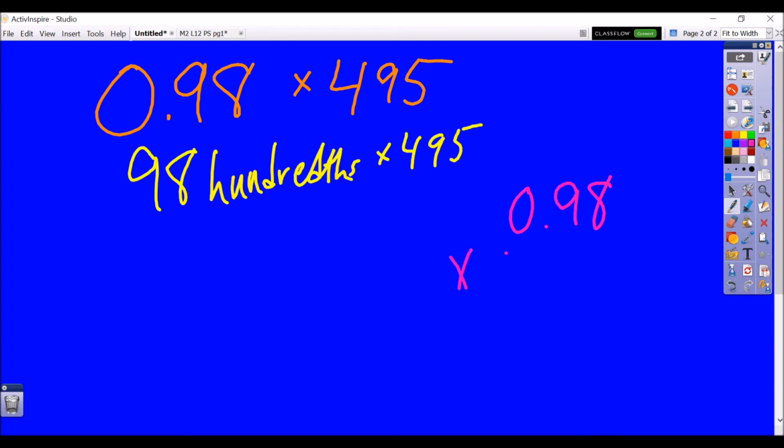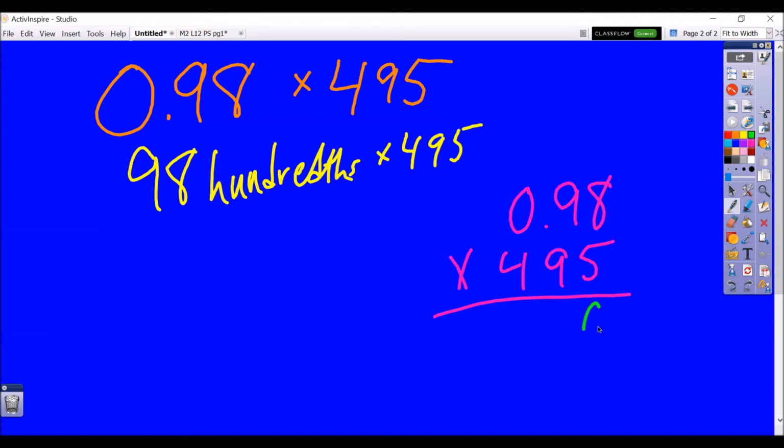0.98 times 495. Now remember, we're just going to work on it just like we always do, kind of forgetting about the decimal for now. We're going to do the ones times the top number, tens times the top number, and then hundreds times the top number. So let's go ahead and get started.